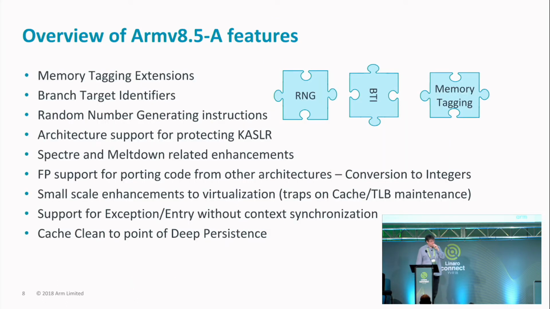So here's an overview of ARM 8.5 features. This still isn't a complete list. It'd be good 2-3 slides to list everything, but these are the ones I'm going to be talking about today. Starting with memory tagging extensions, branch target identifiers, and going through as we go. And some of these are very small additions, as we'll see, and some are larger. They've all been worked through with the ecosystem.